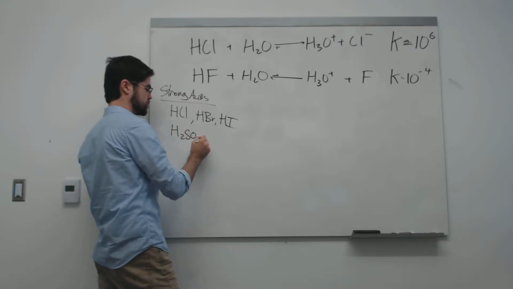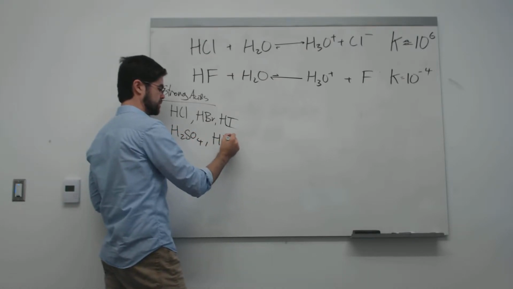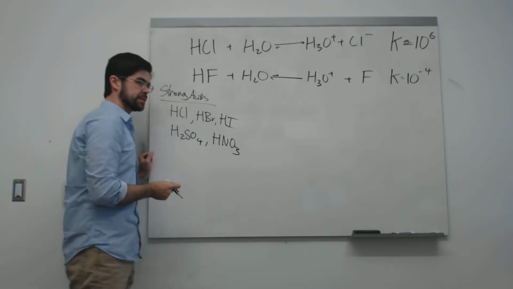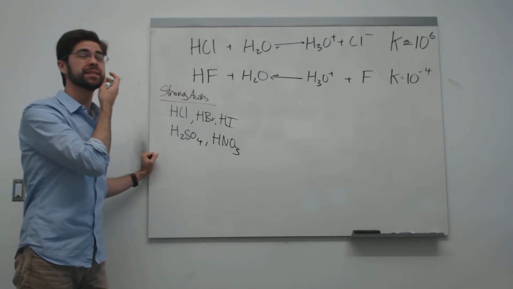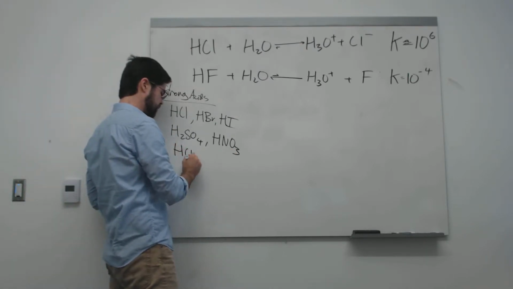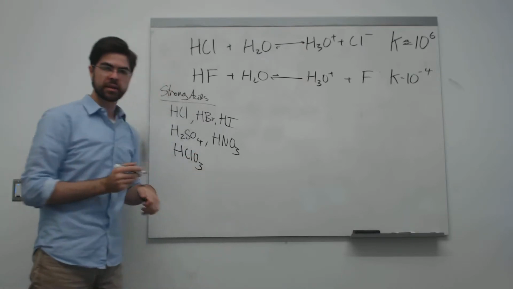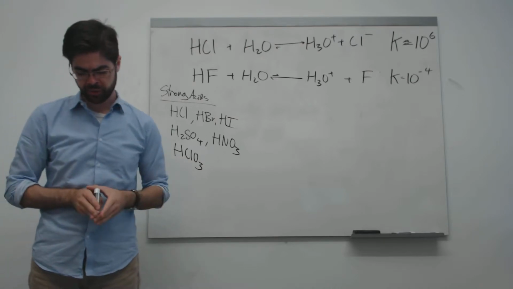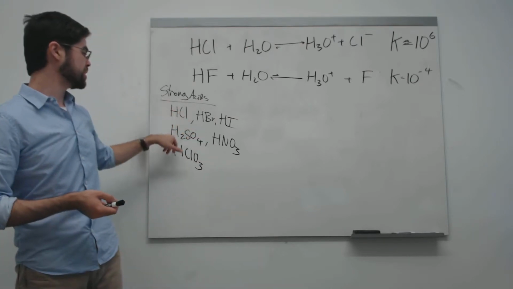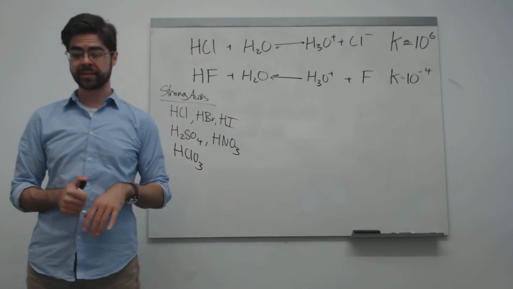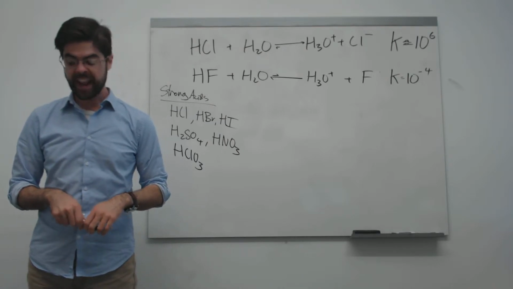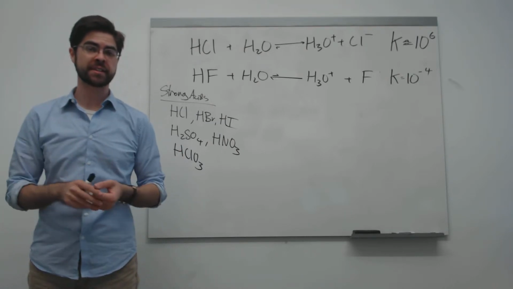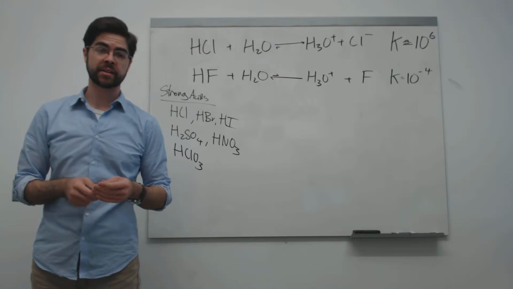Sulfuric acid is a strong acid. Nitric acid is a strong acid. And chloric acid, I believe chloric acid is also considered a strong acid, but I admit I'm a little shaky on that one. But definitely know these five strong acids. Everything else which behaves acidically is a weak acid.